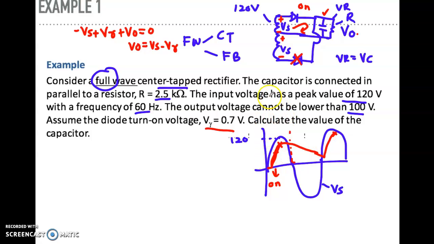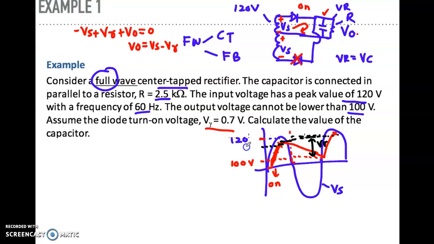Okay, now let's see the values given. Input is 120 volt, so this one is 120 volt. The output voltage, the red one here, cannot be lower than 100. What does that mean? The minimum voltage where it starts to discharge cannot be lower than 100. So if we denote here, what will be the ripple voltage? So here is your ripple, between this line, the peak of your output voltage until the minimum voltage here, which is 100.